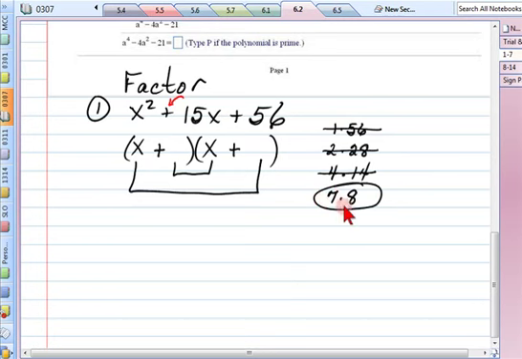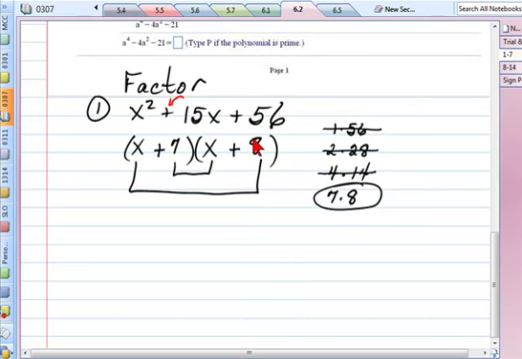And I actually heard 7 and 8 from somebody before I wrote down anything, and that's great. That means you don't have to make a list. But you can make the list and simply eliminate those things that don't work. These factors have to multiply to give you the last number. They have to add to give you the middle number. And 7 and 8 work.